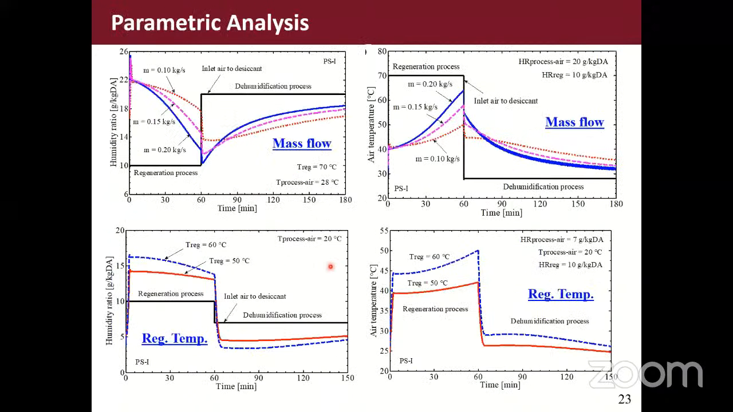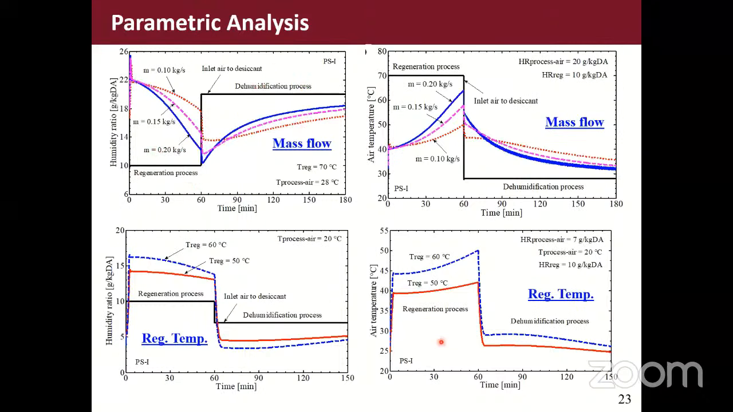In this slide you can see the parametric analysis of how mass flow rate influences the performance. The above two figures are related to mass flow rate, this figure is related to humidity ratio, and this figure is related to temperature. At different mass flow rates, you can see how the temperature profile changes during the regeneration process and the dehumidification process, and similarly how the humidity ratio changes during regeneration and dehumidification.